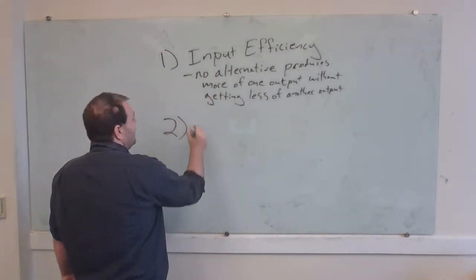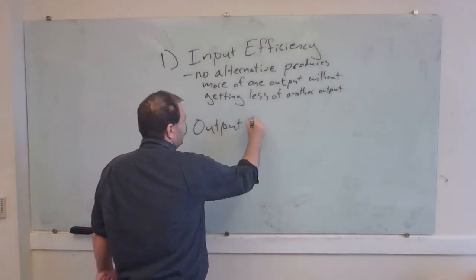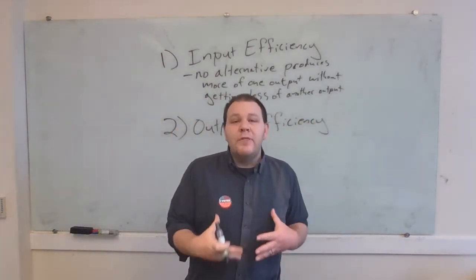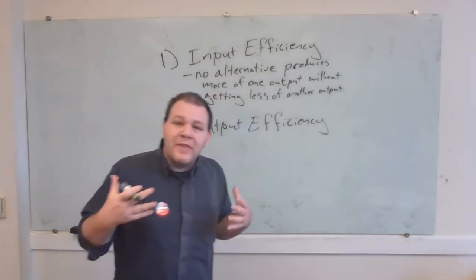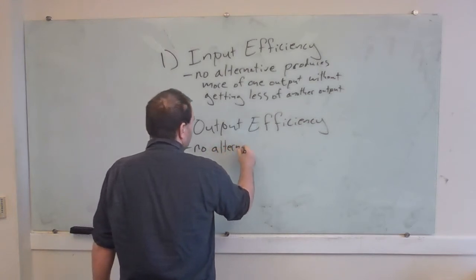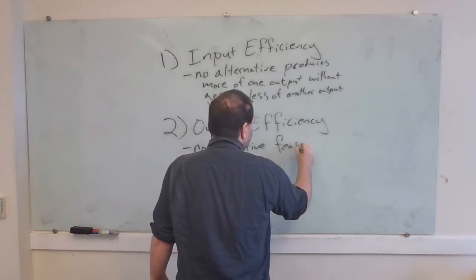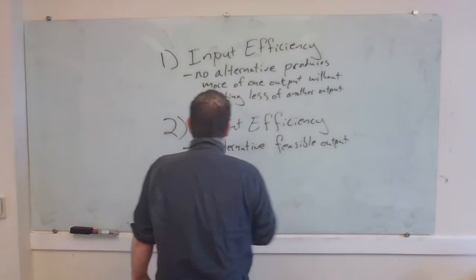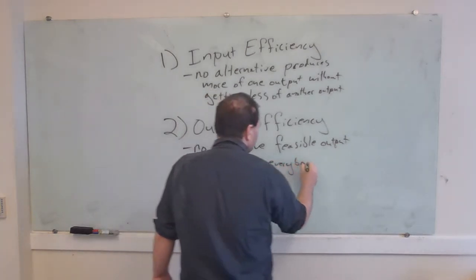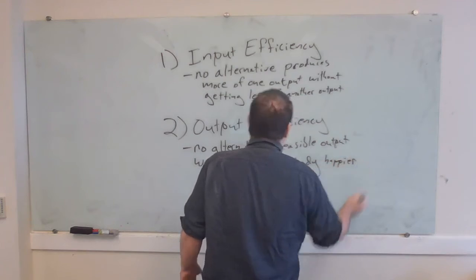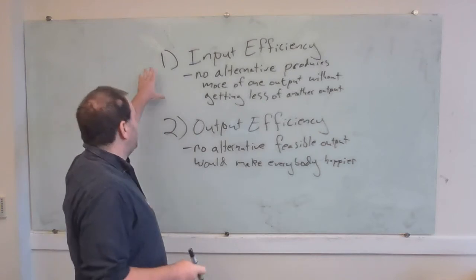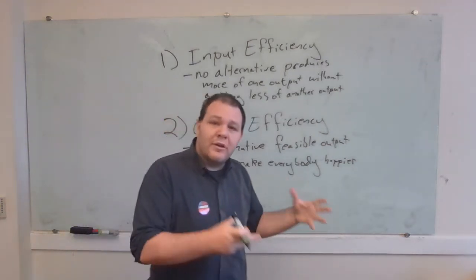And then the second thing that we're going to need is output efficiency. Which is essentially, are we producing the right stuff? Is the output that we're generating with the resources we have available the output that people value the most? So what it's going to mean is no alternative feasible output would make everybody happier. So this is what we're going to be talking about today. How do we allocate productive resources, inputs in production, to different industries, and how do we decide how much to produce in one industry versus another?